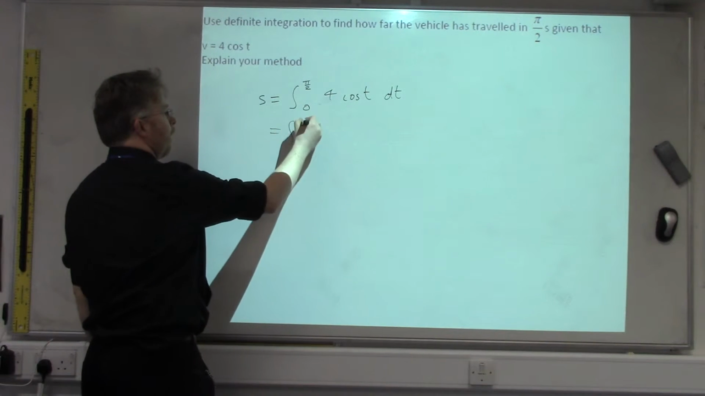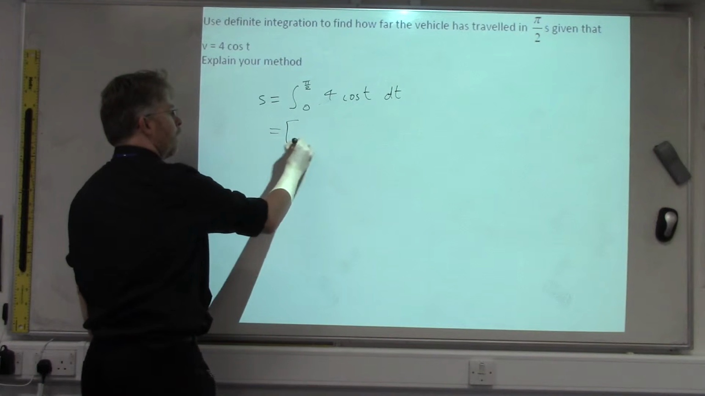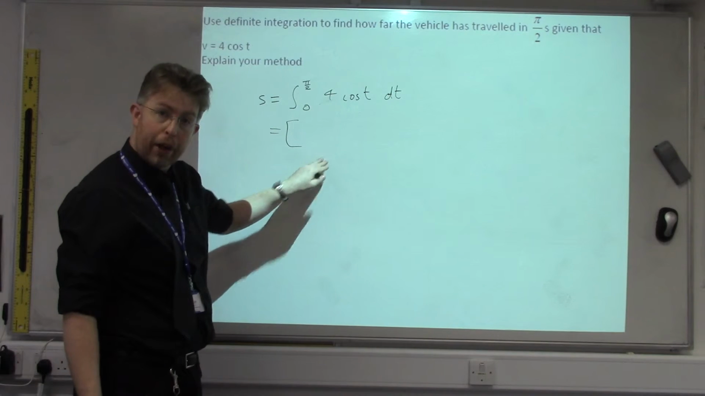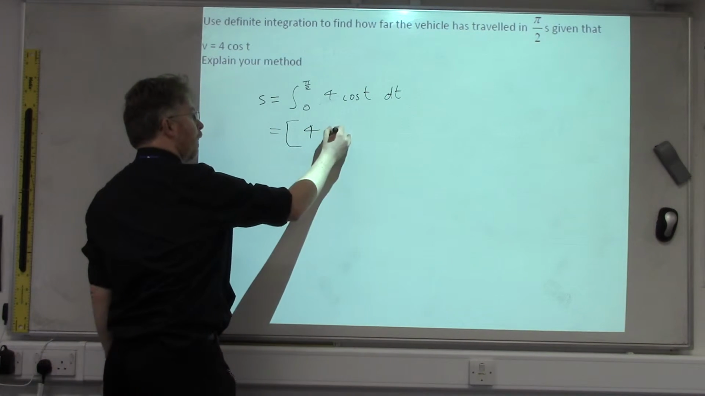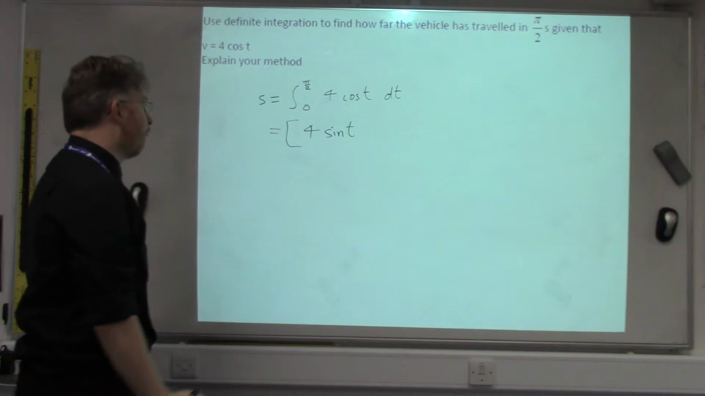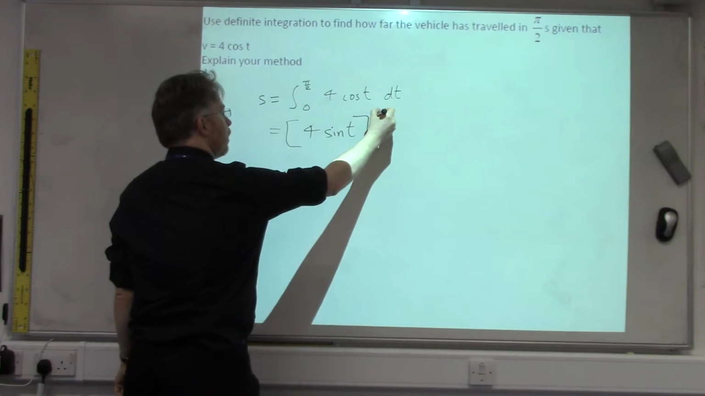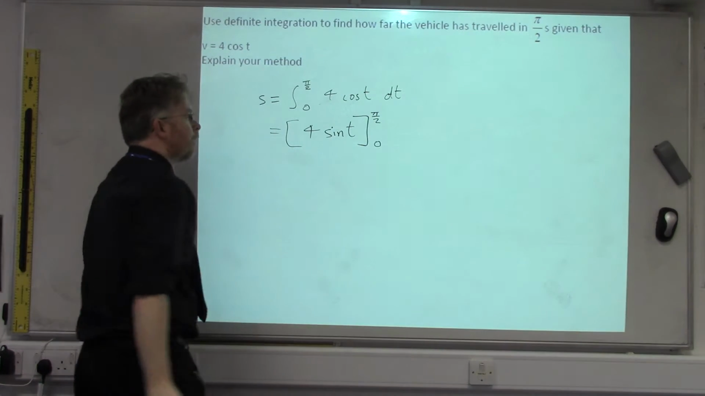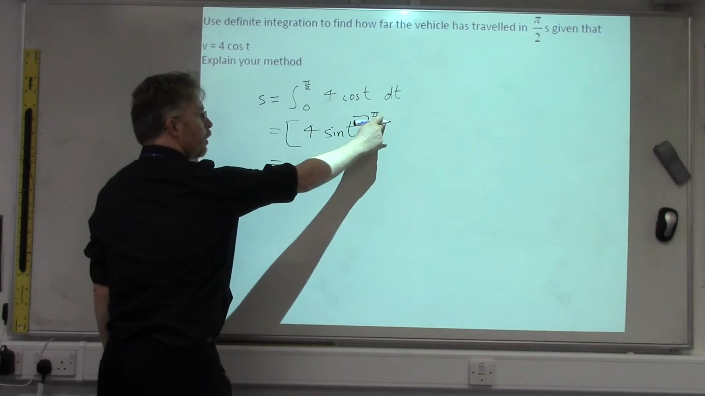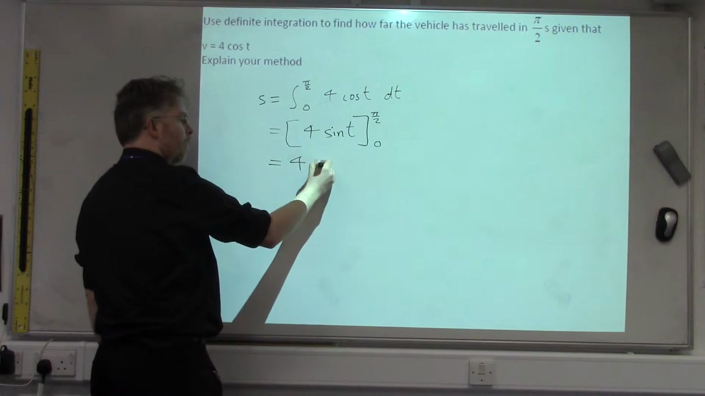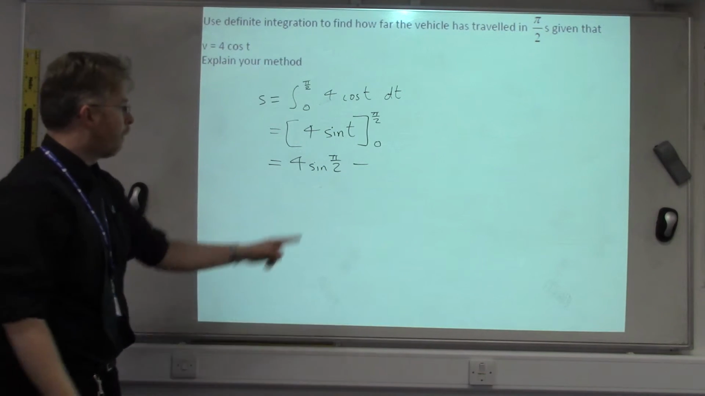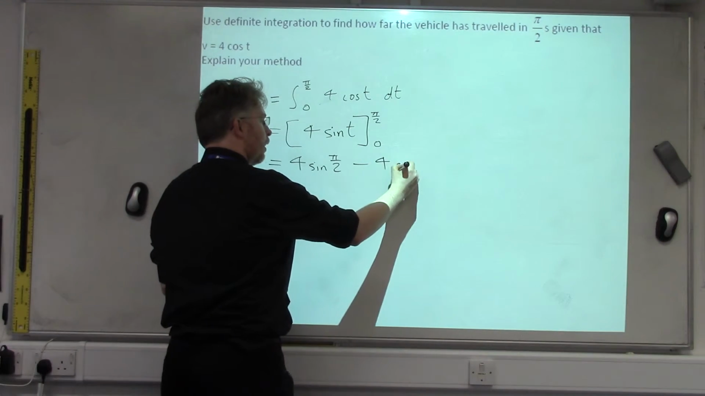Now integrating, we'll need the square brackets. Cos t integrates to sine t, whatever the number is at the front stays, so we get 4 sine t. So the cos t turns to sine t when we integrate. Again, we stick the top limit in first. Take away, same thing, put the bottom limit in.